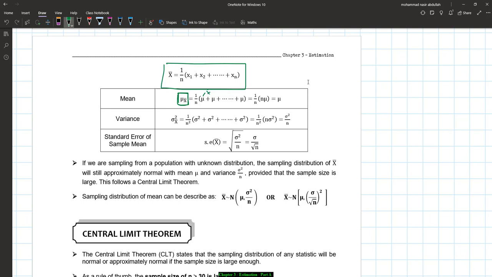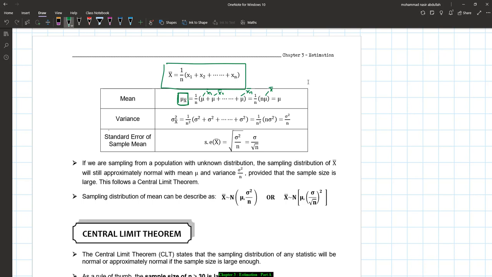This is going to be x bar 1. This is x bar 2 until x bar n, and this is going to be x bar. This is the proving, it should be equal to mu.